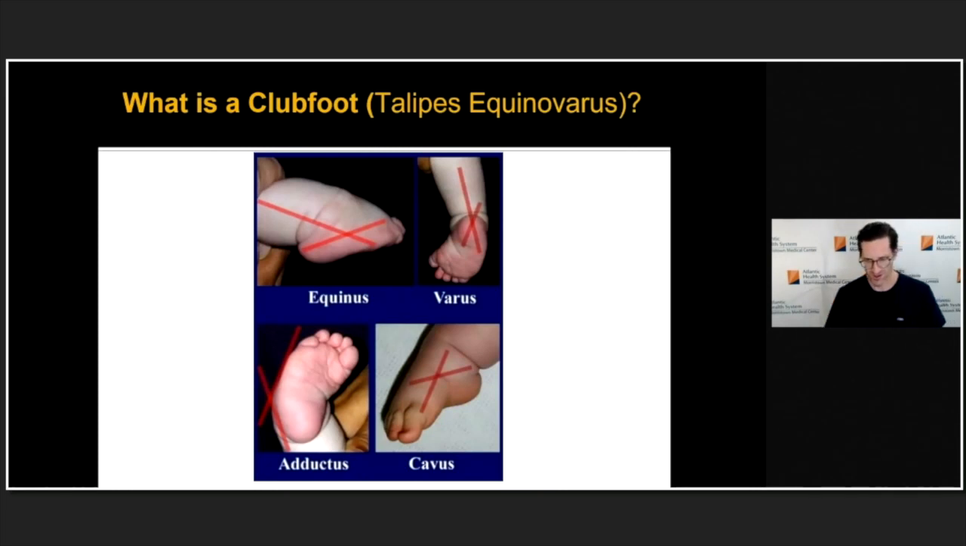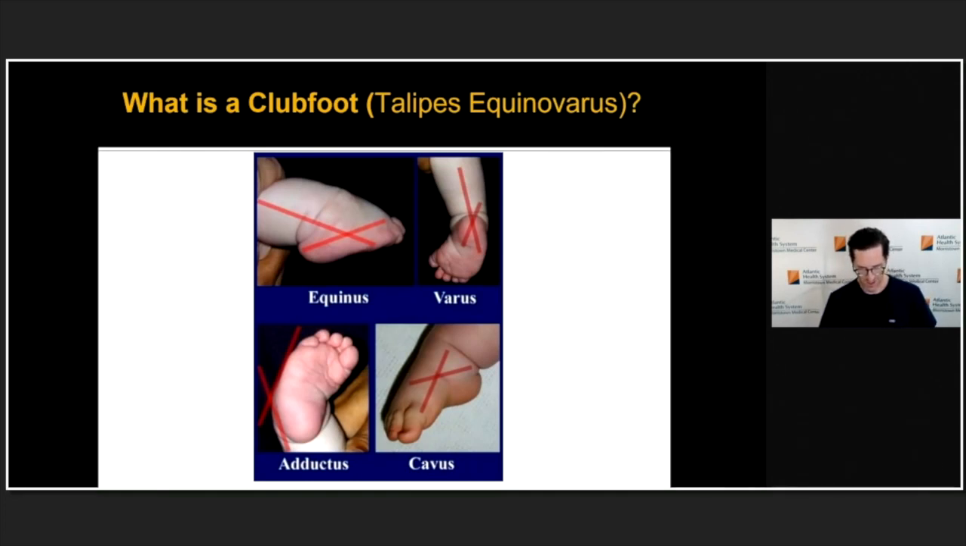So what is a clubfoot, also known as Talipes Equinovarus? Talipes is Latin for ankle and foot, and Equinovarus describes two of the four deformities of a clubfoot. Equinus, which is plantar flexion of the foot relative to the leg. Varus, which is the hindfoot medial deviation relative to the leg. Forefoot adductus, which is medial deviation of the forefoot relative to the hindfoot.